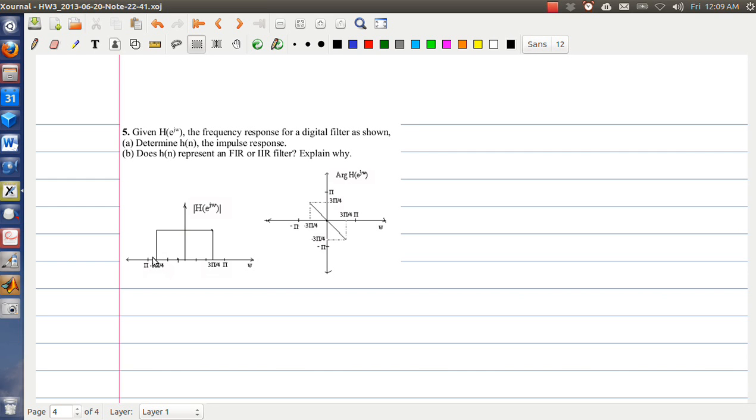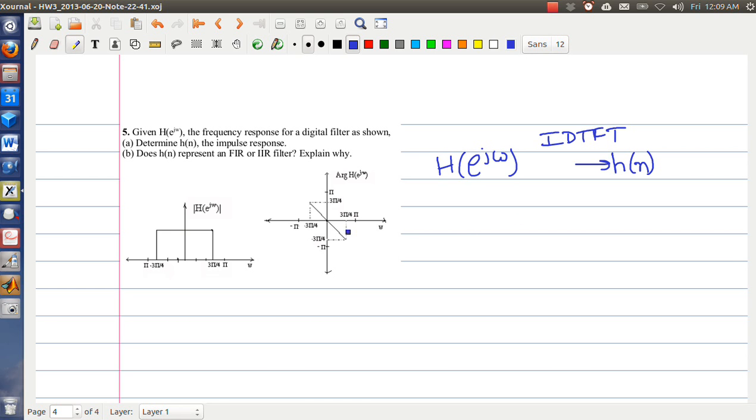In problem 5, we are given the frequency response of a digital filter, and it's given in terms of the magnitude and the phase. We are asked to find h of n, the impulse response. So we are going to find h of n by taking the inverse DTFT of H(e^{jω}).